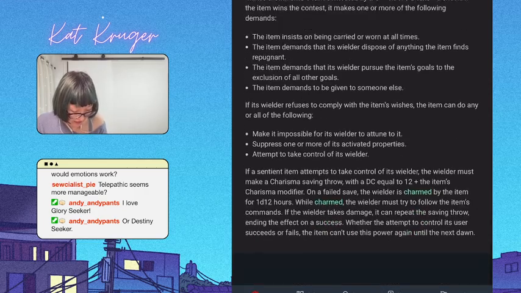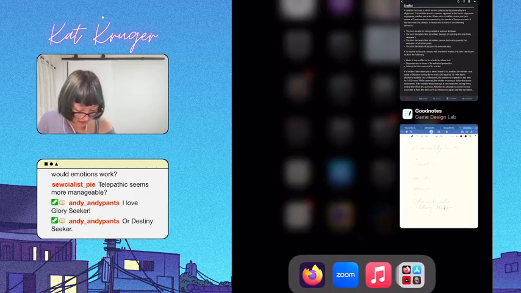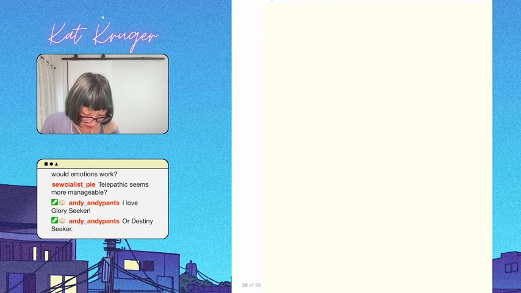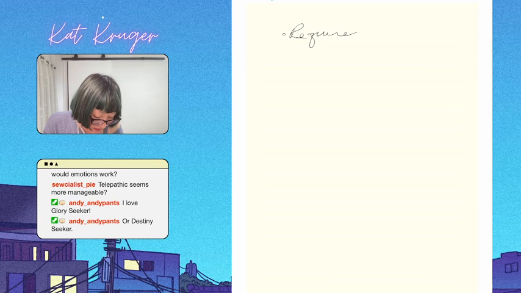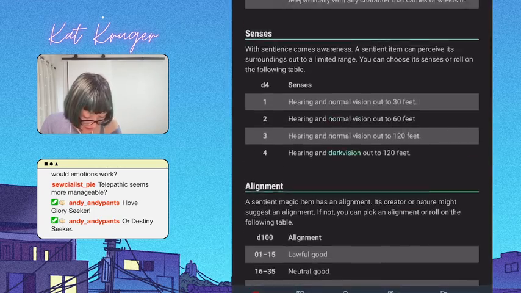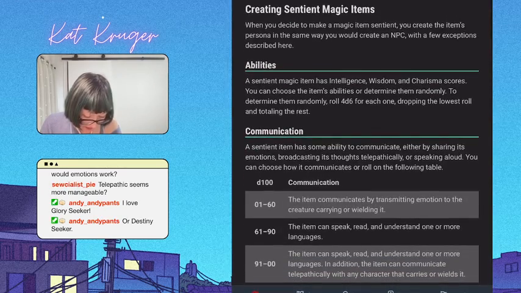I think it does require attunement. I'm going to put in here another page. Requires attunement. Cursed. Stats. Need to put some stats here too for wisdom, no, intelligence, wisdom, and charisma.